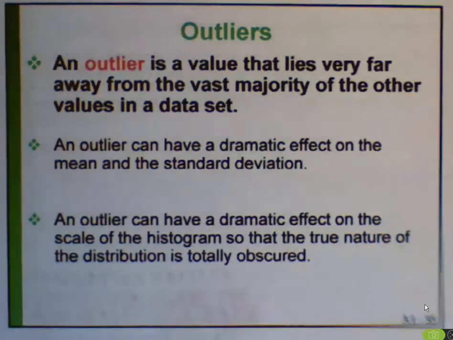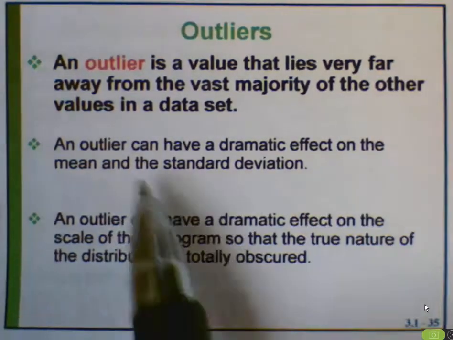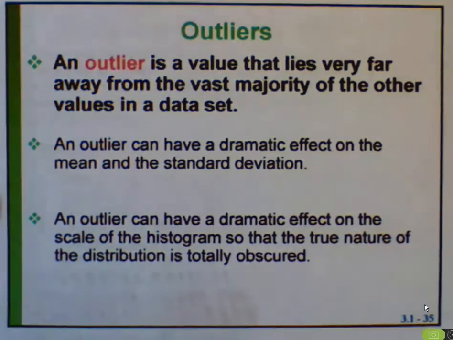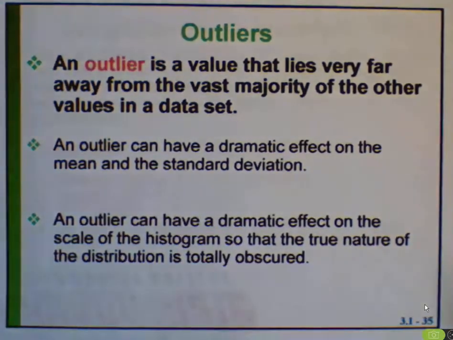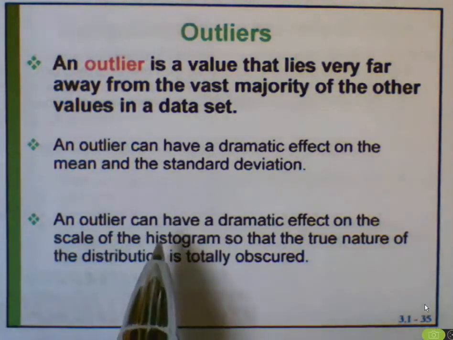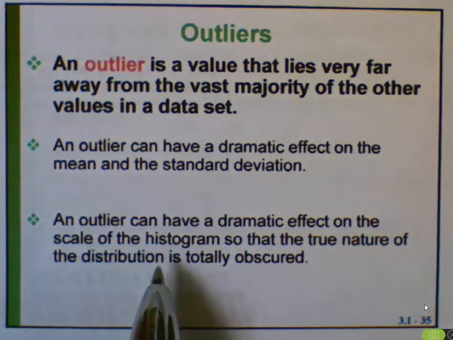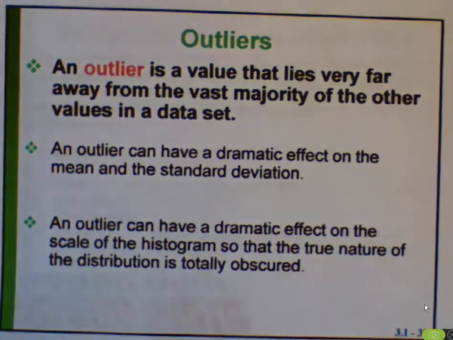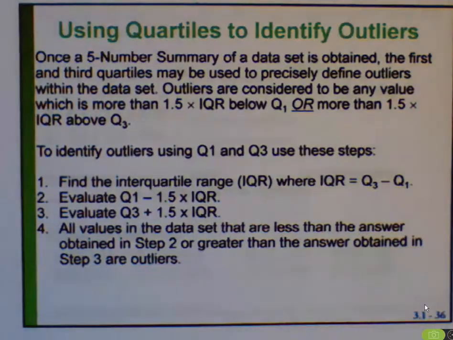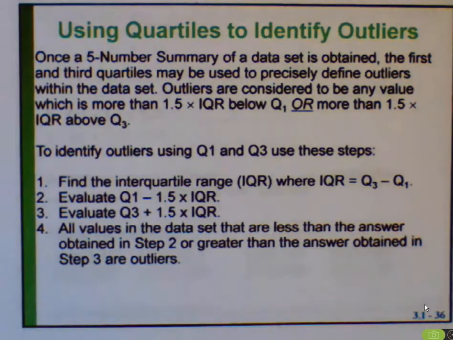Let me finish this. Outliers have a dramatic effect on the mean and the standard deviation and on the histogram, so that sometimes the true nature of the distribution is totally obscured by the outlier. Your data can become very skewed to the left or very skewed to the right because of the inclusion of an outlier. So how do we identify the outliers?